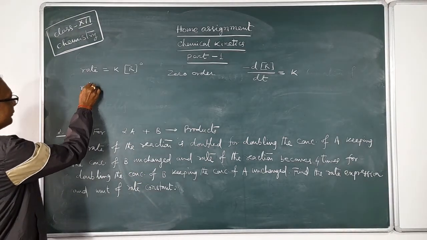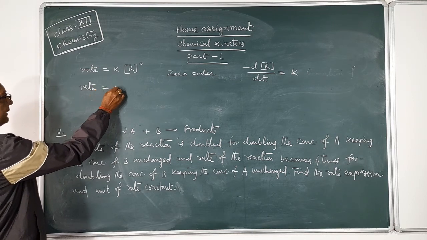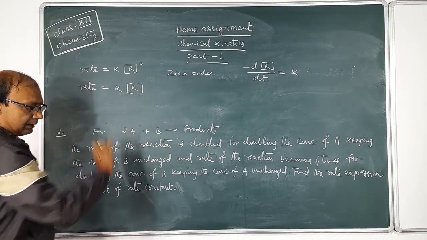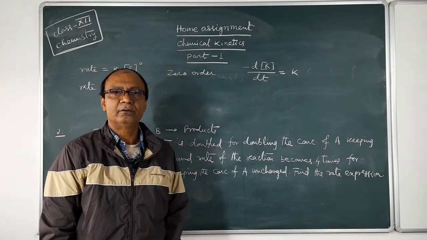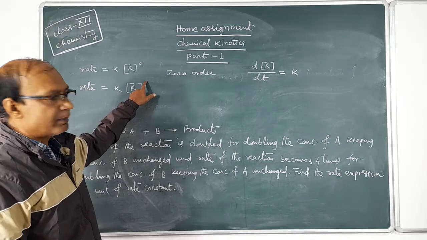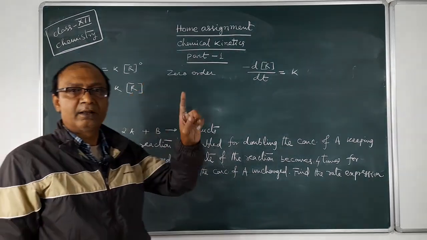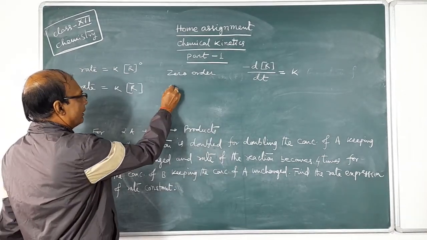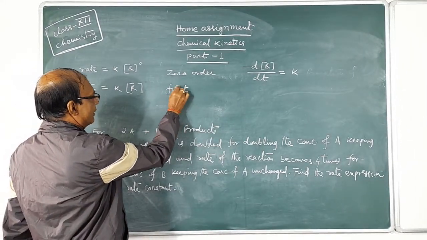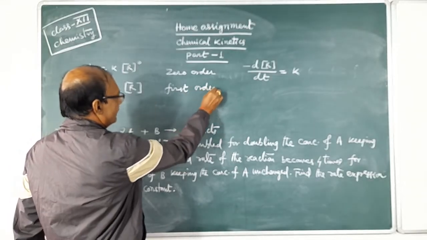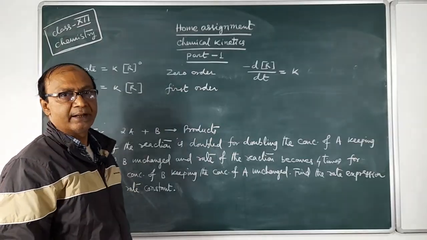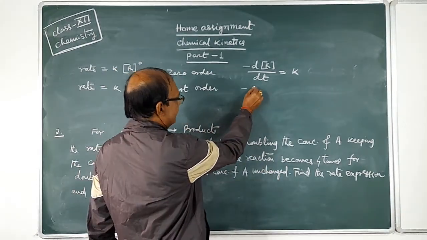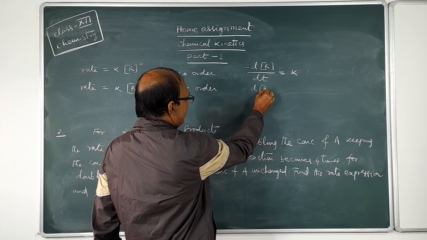Similarly, the rate for a first order reaction is K into the concentration of R to the power 1. We may write 1, or we may not write 1. What is the power? The power is 1, so what is the order? The order is 1: a first order reaction. Now, if you want to write the differential form of a first order reaction, the form will come like this: minus d[R] by dt.